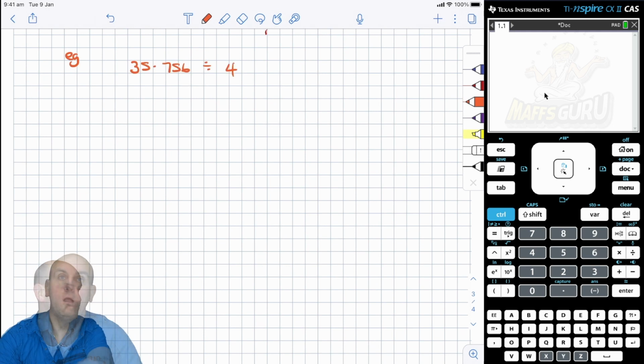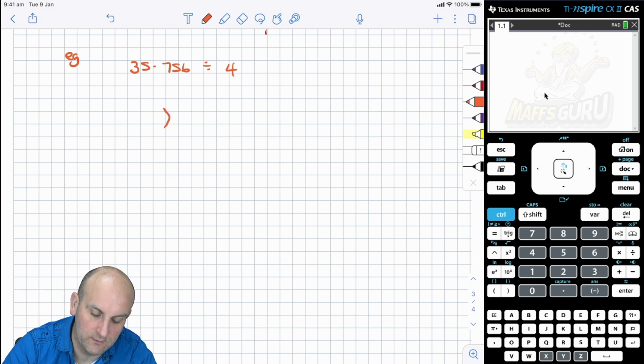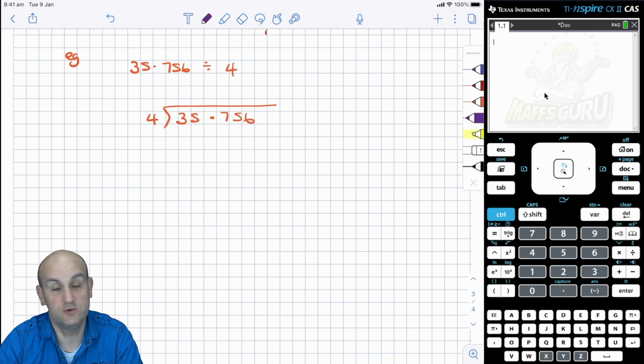Okay, so now we've got an example of division, and when there's just one decimal number being divided, it makes sense just to leave it and do division as we would normally do. So we're going to do 4 on the outside, draw my bus stop, 35.756, and just do short division.